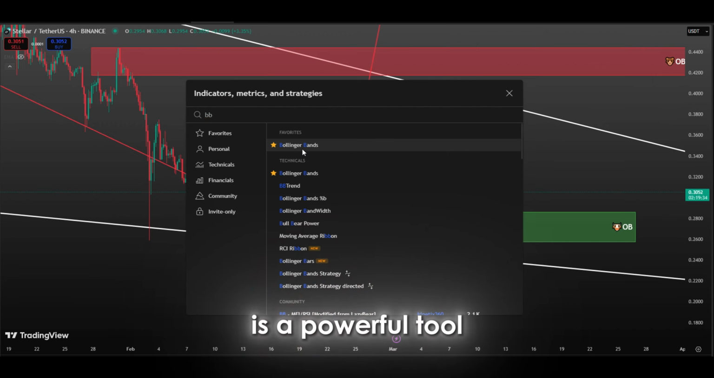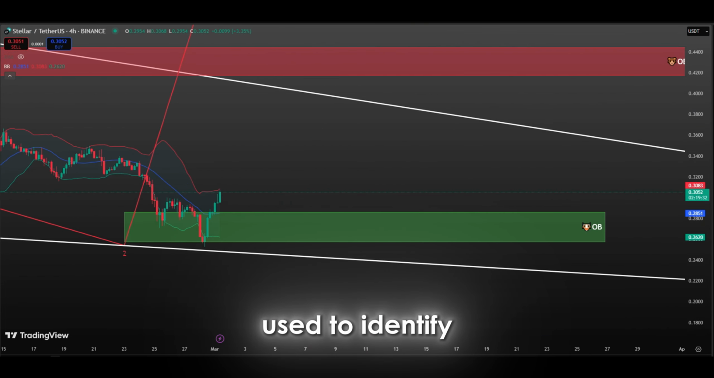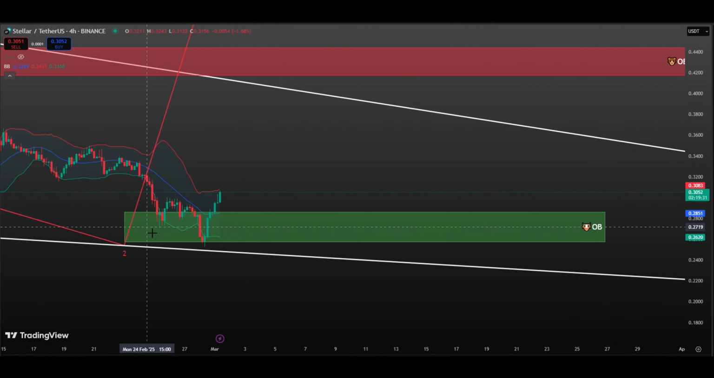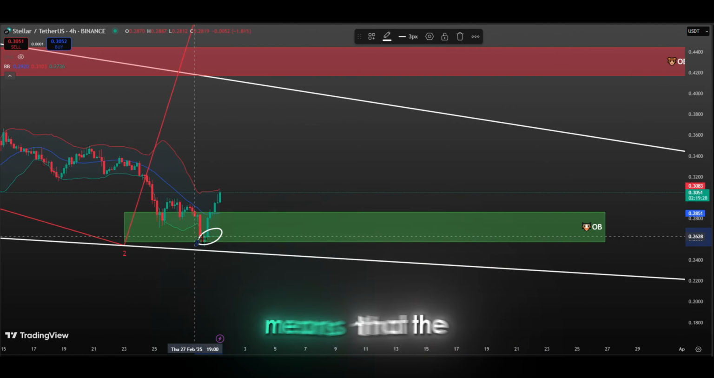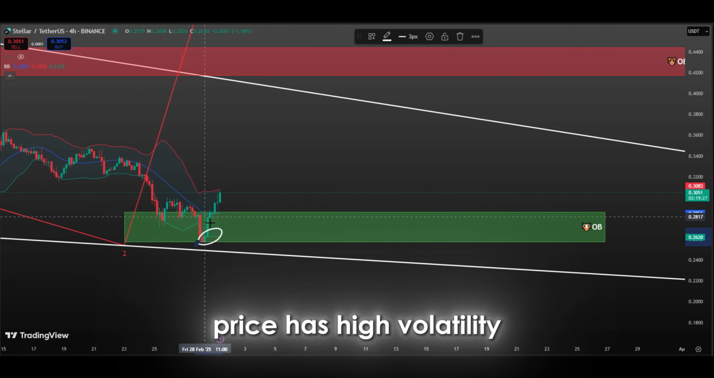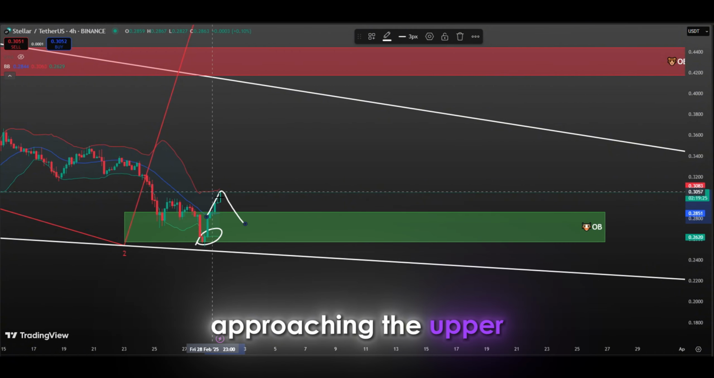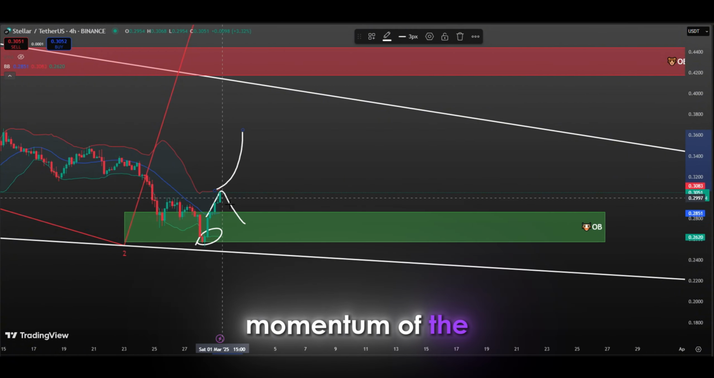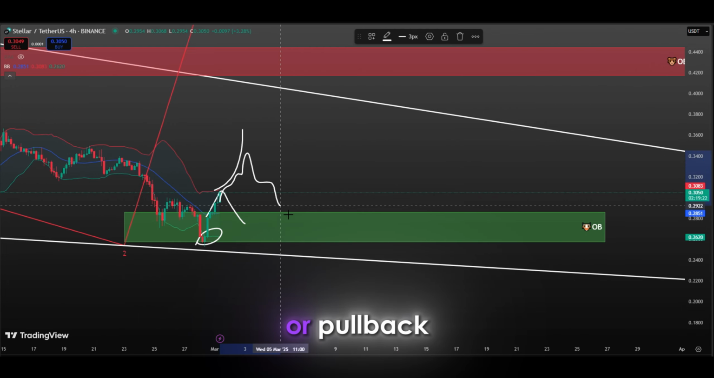The Bollinger Band is a powerful tool used to measure the volatility of the price and is often used to identify trading opportunities. Currently, the fact that the price is touching the upper Bollinger Band means that the price has high volatility and is possibly entering overbought territory. Approaching the upper band indicates that the current momentum of the price is strong, but it also increases the chances of a correction or pullback.